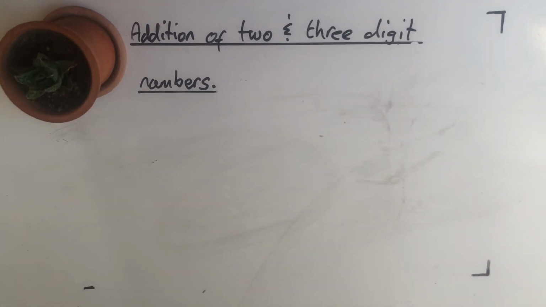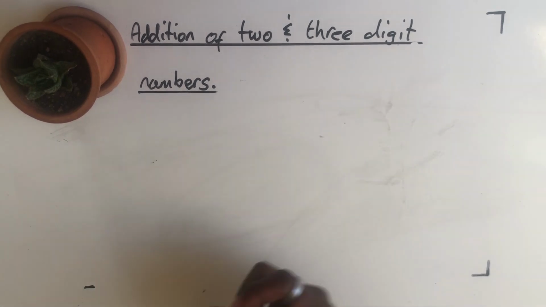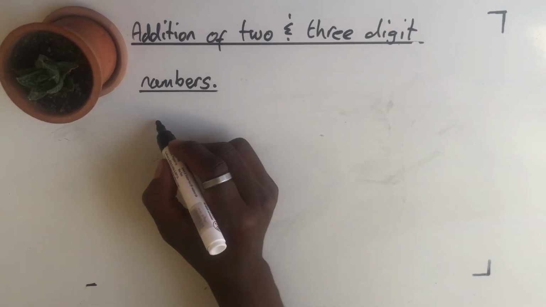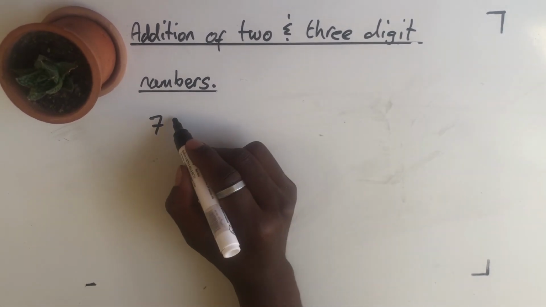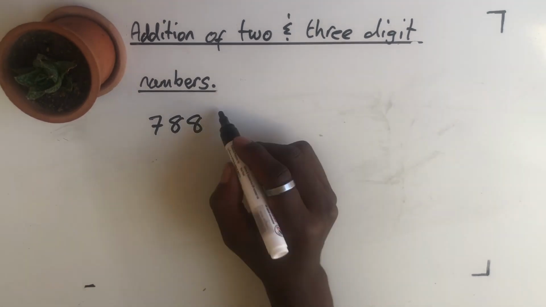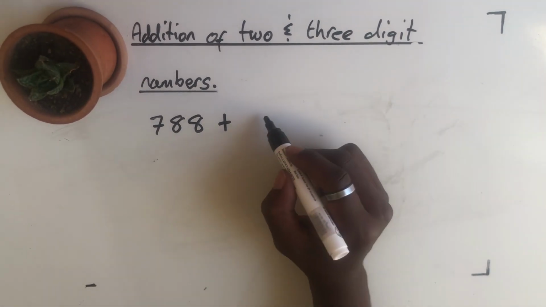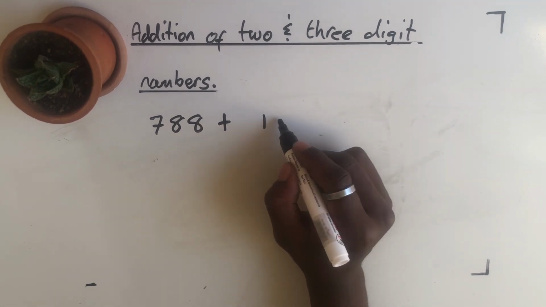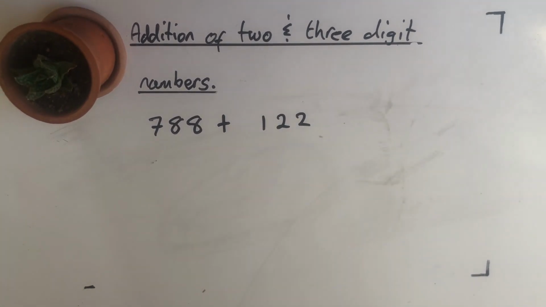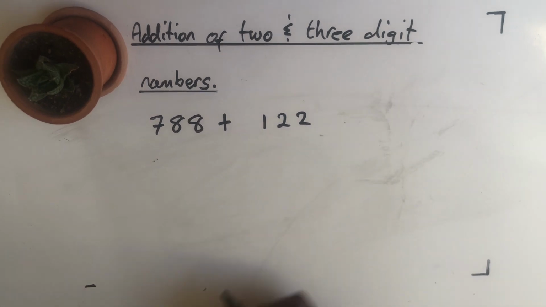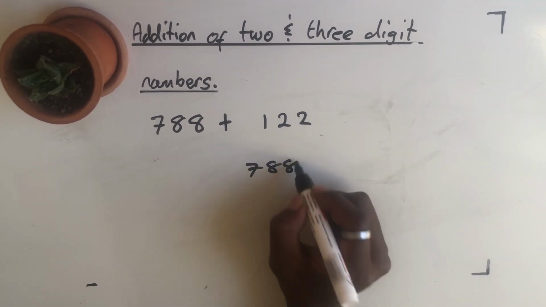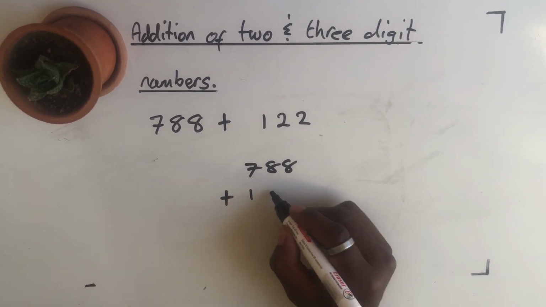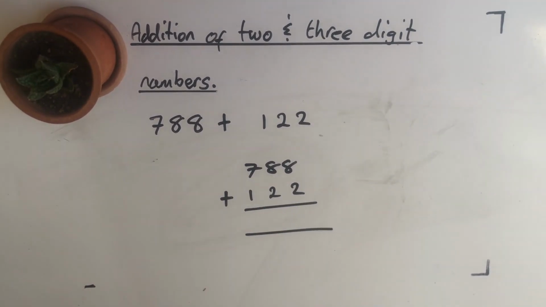Now, lastly, I'm going to show you how to work when you have a 3-digit number being added and there is the action of carrying, okay? So let's say the number I have is 788 plus, let me say, 122. Okay, so the first step stays the same. That is 788 plus 122. Okay.